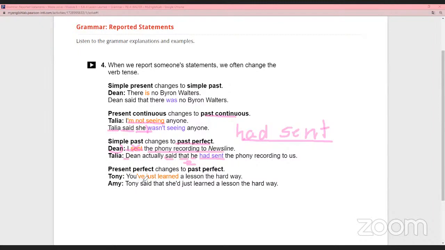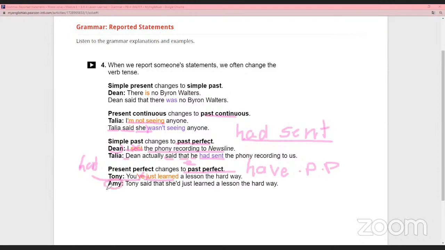And if it's in present perfect, let's remember present perfect: have or has, plus the past participle of the verb. In this case, we're gonna change it into the past perfect. So you have just learned, so I'm gonna change this to had, and that's all. The structure is similar, the present perfect with the past perfect.